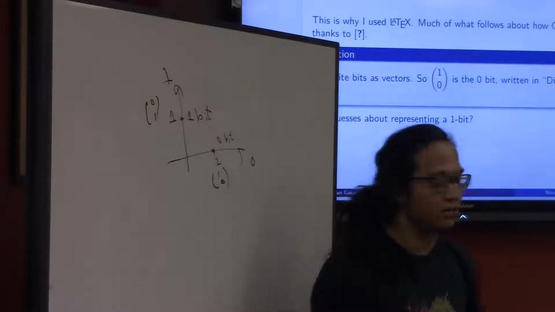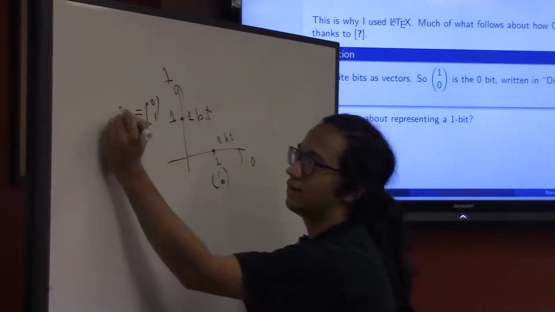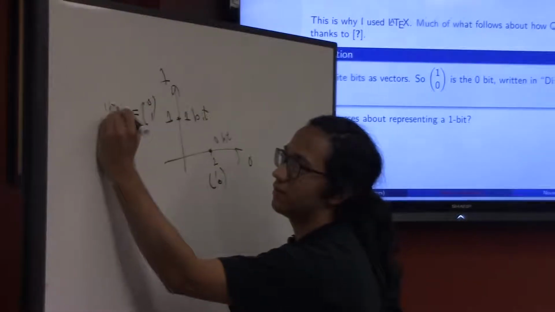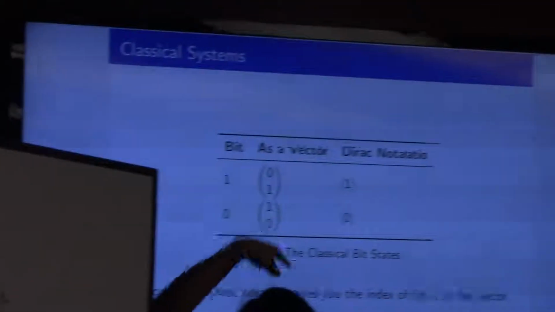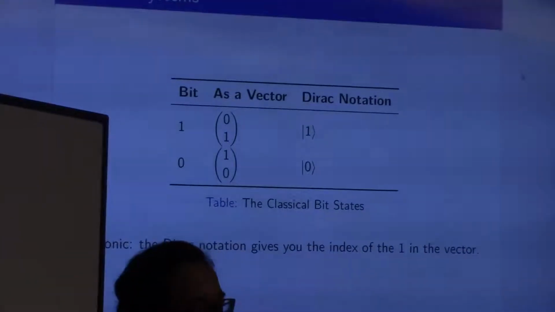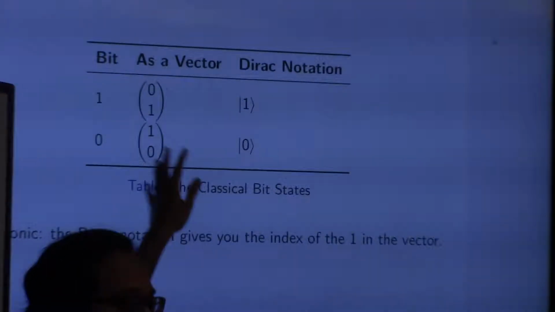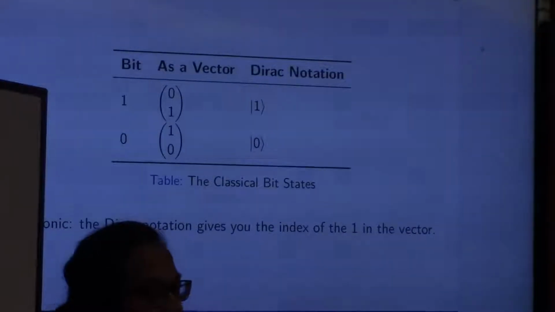0 and 1, and that's the first bracket I've written in my life, so hell yeah. But yeah, so in Dirac notation, it's a 1. Actually, I think I have a summary next slide. So yeah, this is a summary of how to denote classical bits in quantum notation.